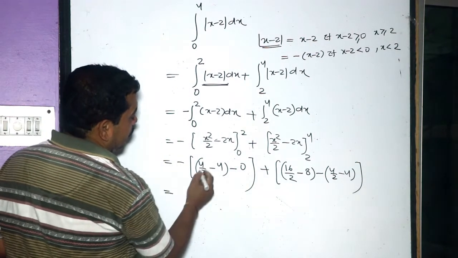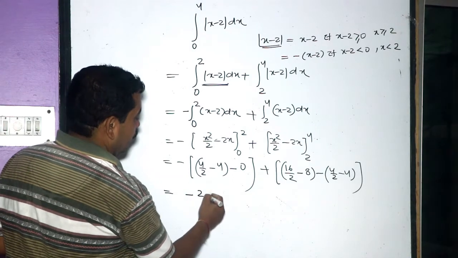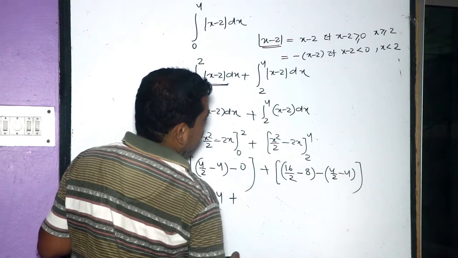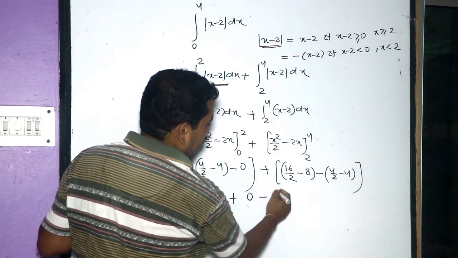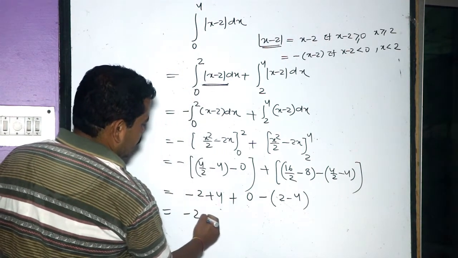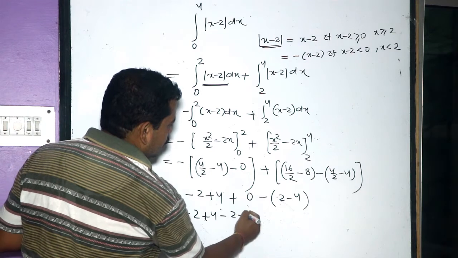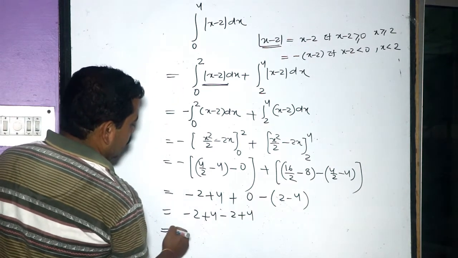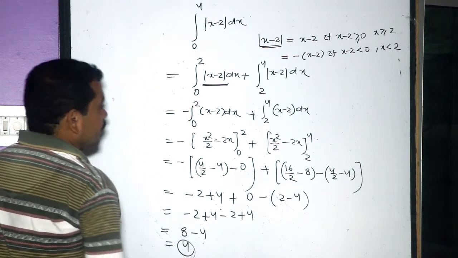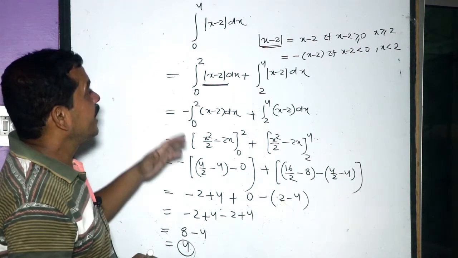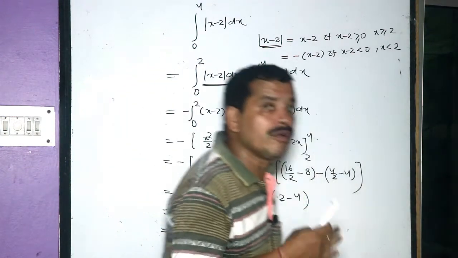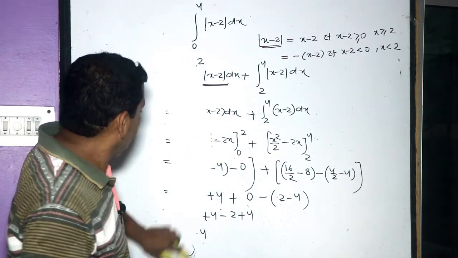which is equal to minus 2 plus 4 plus 8 minus 8, which is 0, minus 2 minus 4, that is equal to minus 2 plus 4 minus 2 plus 4, which equals 8 minus 4, that is equal to 4. That is the value of this definite integration. In this manner, we can evaluate the modulus function in definite integration.